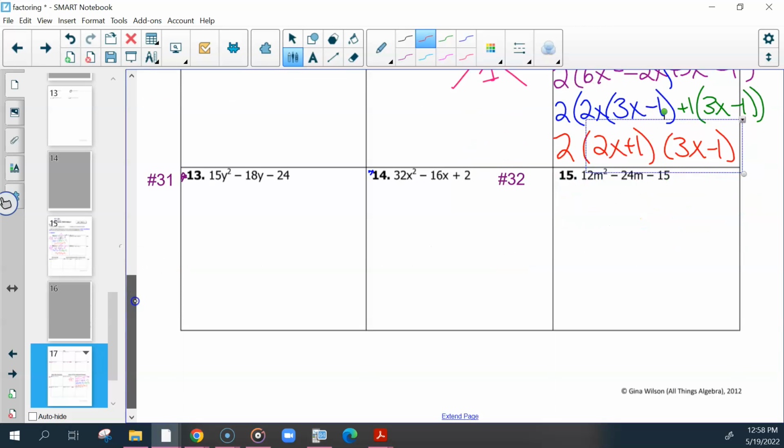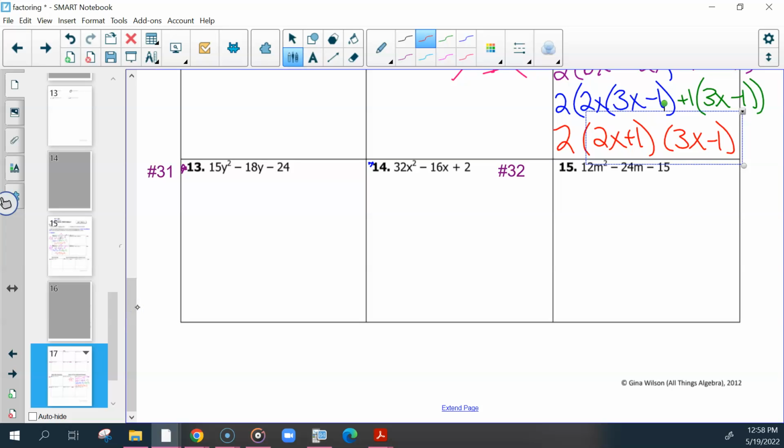Let's do one more. Number 14. Does 14 have a GCF? Yes. What is the GCF? 2. So if we divide 2 out of everything, what's left? X squared minus 8x plus 1.